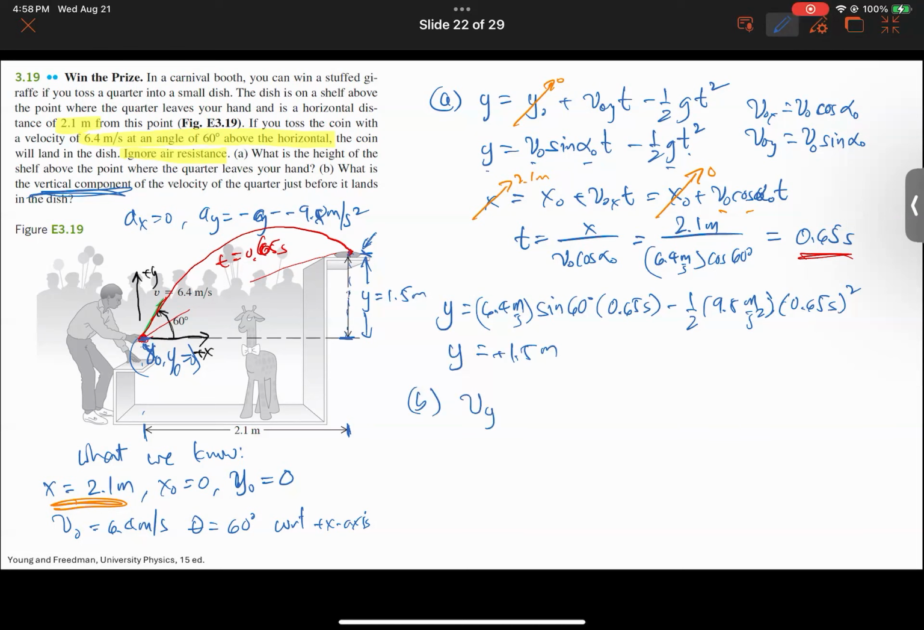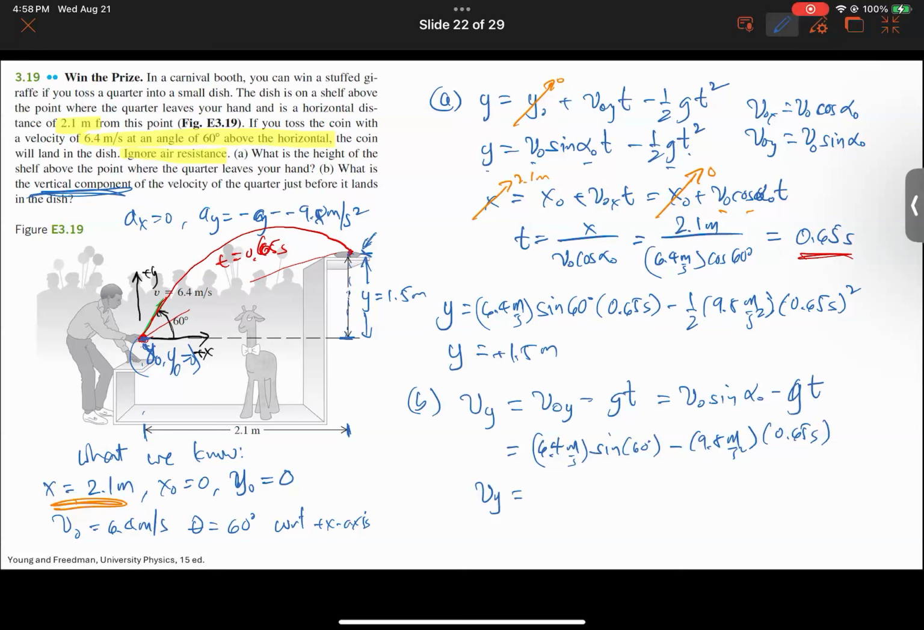So ang vertical component is given by Vy, which is equal to V naught Y minus GT. Alam natin yung V naught Y to be V naught sine alpha naught minus GT. So we can solve this to be 6.4 meters per second times sine 60 degrees minus 9.8 meters per second squared times 0.65 seconds. Okay, so Vy then is equal to negative 0.89 meters per second.